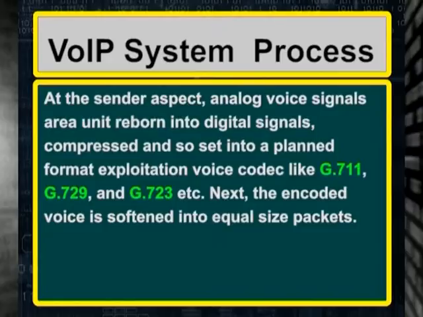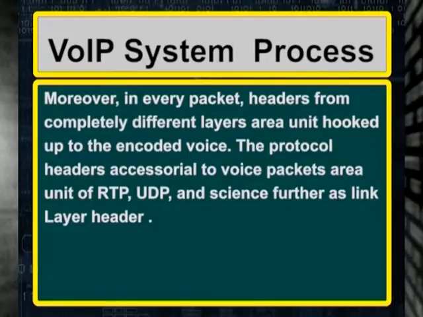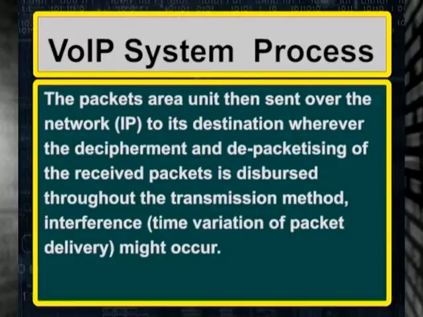Next, the encoded voice is divided into equal sized packets. Moreover, in every packet, headers from different layers are attached to the encoded voice. The protocol headers added to voice packets are RTP, UDP and IP as well as the link layer header. The packets are then sent over the IP network to their destination where the decoding and depacketization of the received packets is performed.